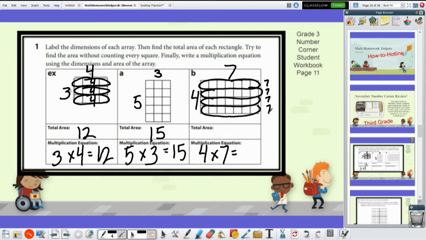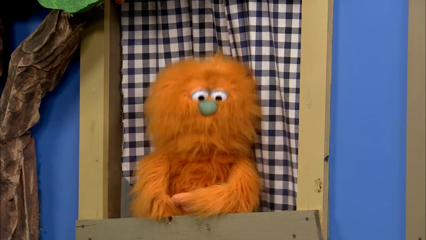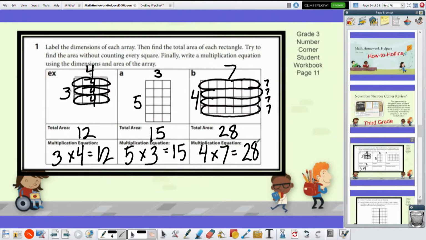So if we knew our 7 times tables and we were able to skip count by 7, we'd have 7, 14, 21, 28. Cool. So 4 times 7 equals 28. Let's see what's next, Max.